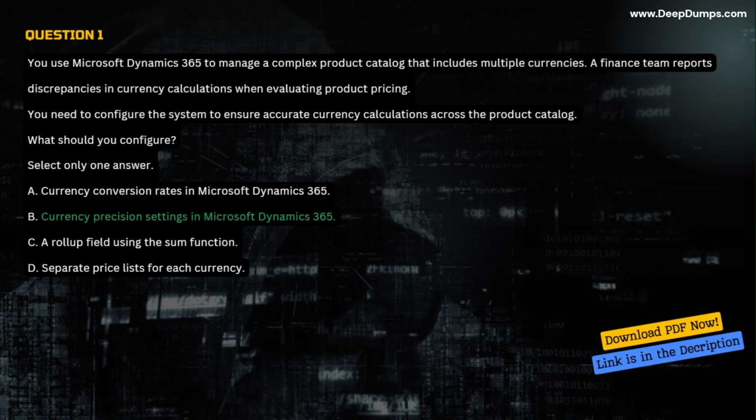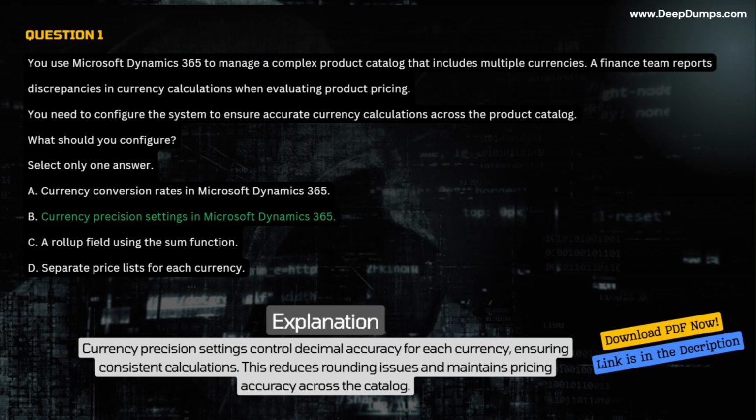Correct answer B. Currency precision settings in Microsoft Dynamics 365. Explanation. Currency precision settings control decimal accuracy for each currency, ensuring consistent calculations. This reduces rounding issues and maintains pricing accuracy across the catalog.